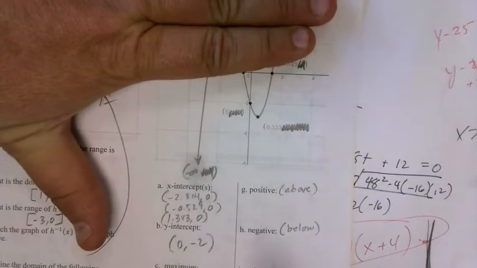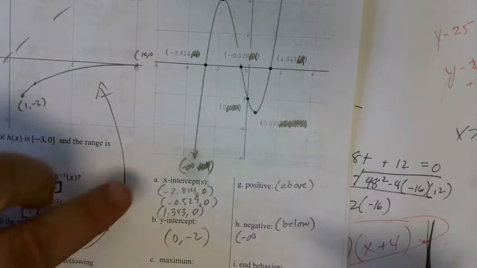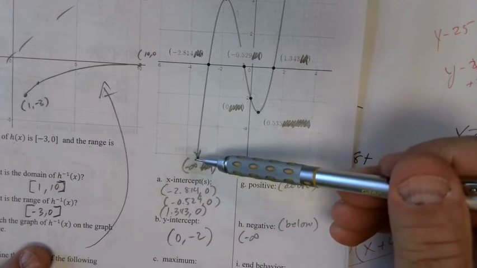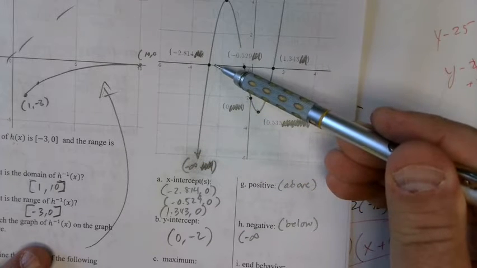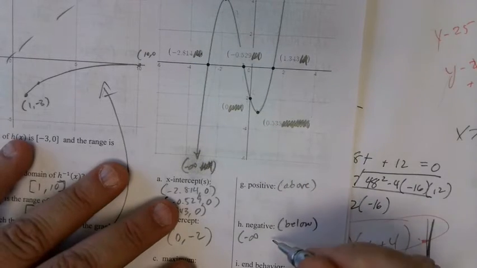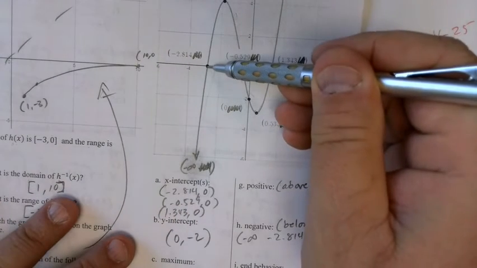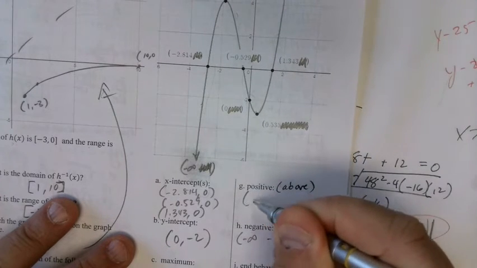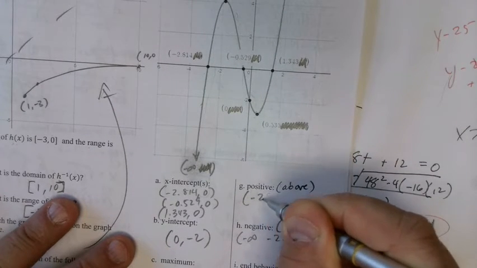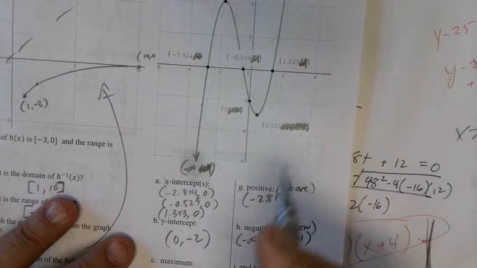Okay, so right there, is it above or below? Well, it's below, so that means it's negative. So at negative infinity, it's below the x-axis. Where does it stop being below the x-axis? Follow, follow, follow. Boom, right there. What's that? Negative 2.814. But now at negative 2.814, it changes from being below to above. Do you see how when one interval stops, the other one starts? They'll do that. Start, stop, start, stop.